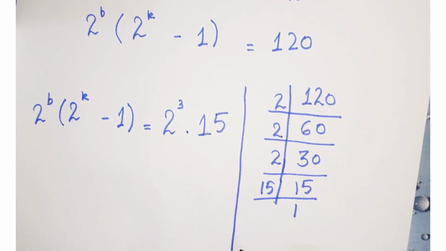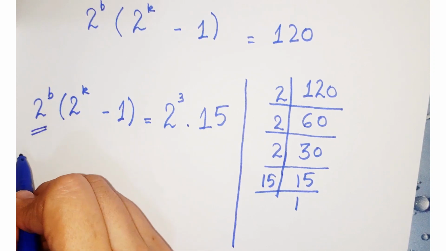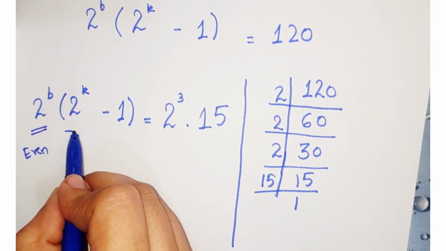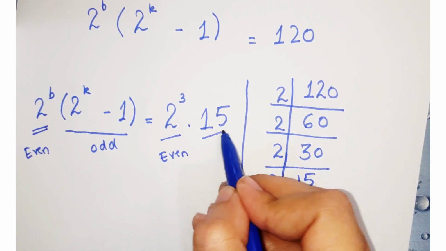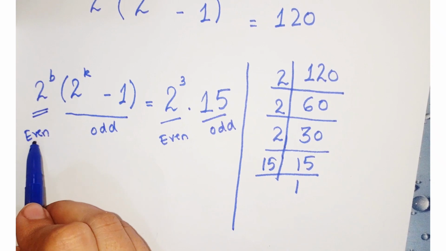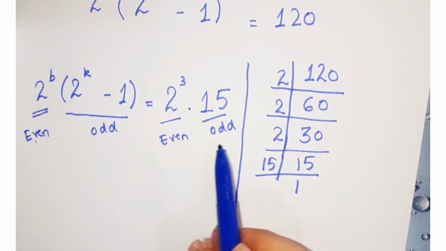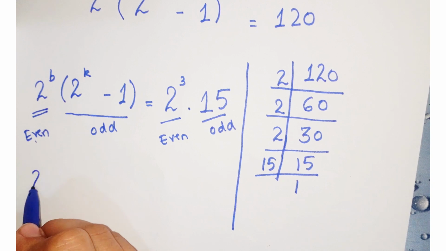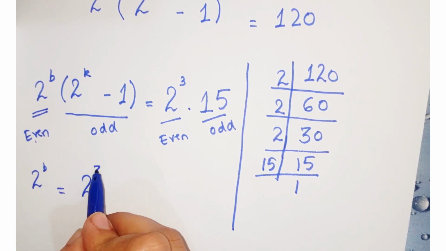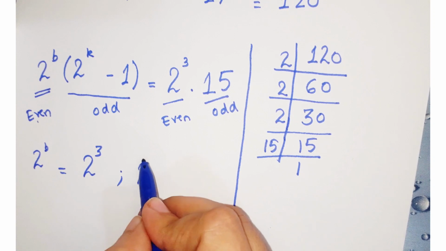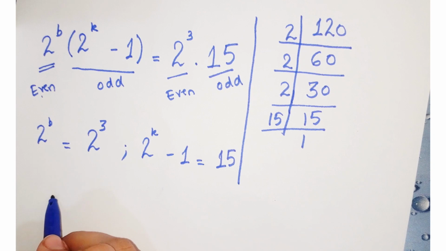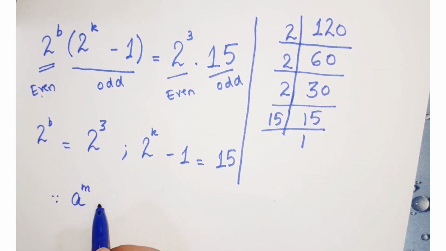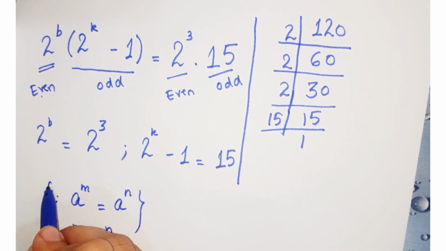Now notice one thing: this 2 to the power b is an even number and this is an odd number, and here we have an even number and this is an odd number. So we can say that even number is equal to even number and this odd number can be equated with this odd number. So we can write this as 2 to the power b is equal to 2 to the power 3, and here 2 to the power k minus 1 is equal to 15. Now as you know that a to the power m is equal to a to the power n, this means that m is equal to n, right?